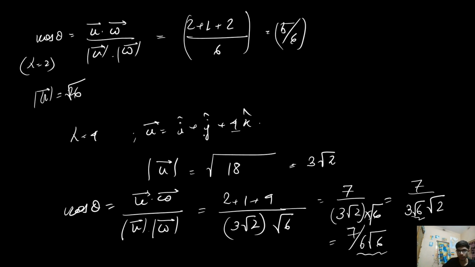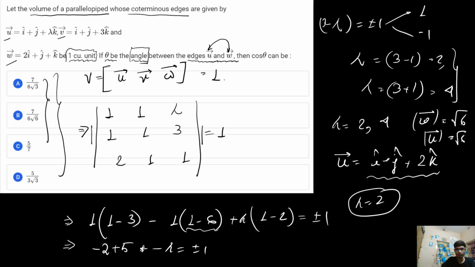4 square is 16 plus 1 is 18. That means root under 18 is root of 9 into 2, so 3 root 2. So 3 root 2 into root 6. From here, if you calculate, this is 3 into root 12. So this result will be 7 divided by 3 into root 12, and root 12 can be written in terms of root 6. I can take a 2 out and write it as 7 by 6 root 6.